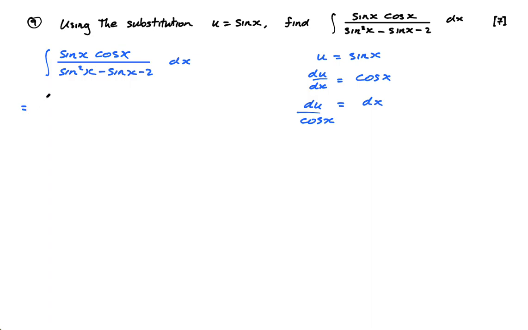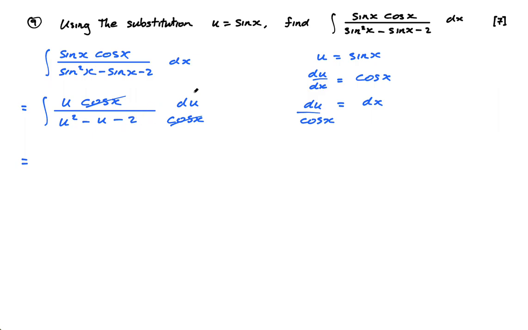So u is sine x, so this becomes u. I'm going to leave the cos x here for a second. That's cos x. This is now u squared, this is minus u minus 2, and the dx is du over cos x, and these cos x's cancel nicely, which is what we expect and hope for in a substitution question. Now we're left with u over u squared minus u minus 2 du.